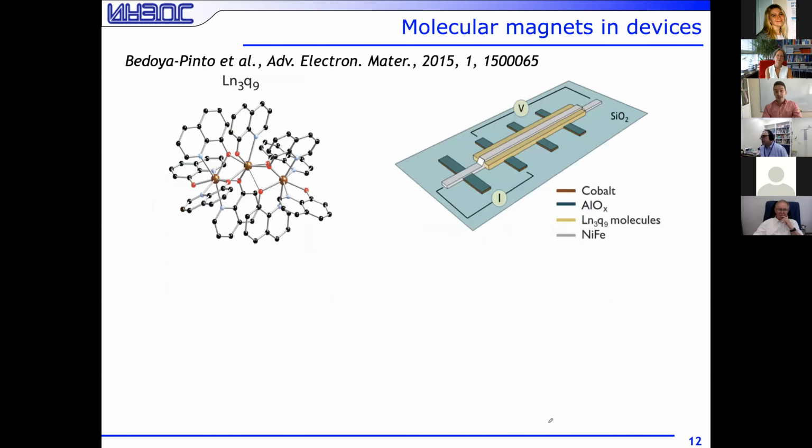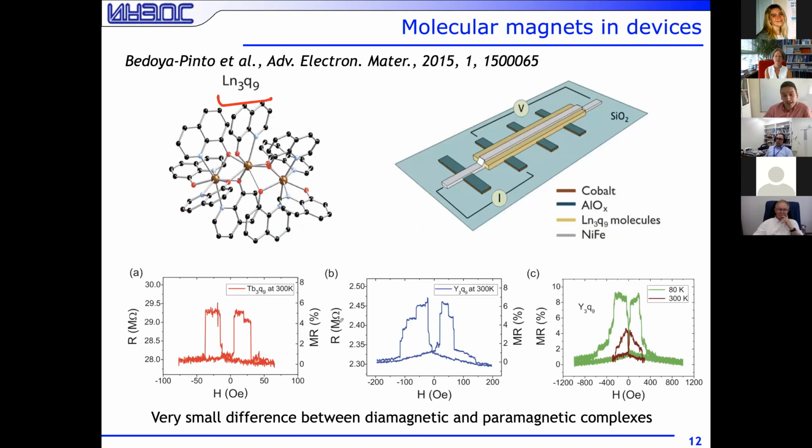And another example from Coronado's group is a device where they again use molecular magnets with different lanthanides. They showed that if you take a terbium complex, which is a molecular magnet with quite high anisotropy, and if you take a completely diamagnetic compound of yttrium, which is very, very close in structure, these are very similar compounds.